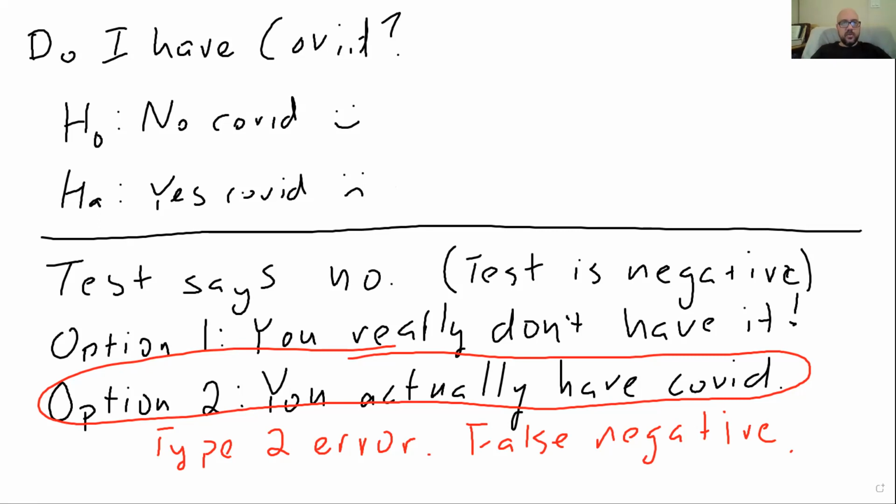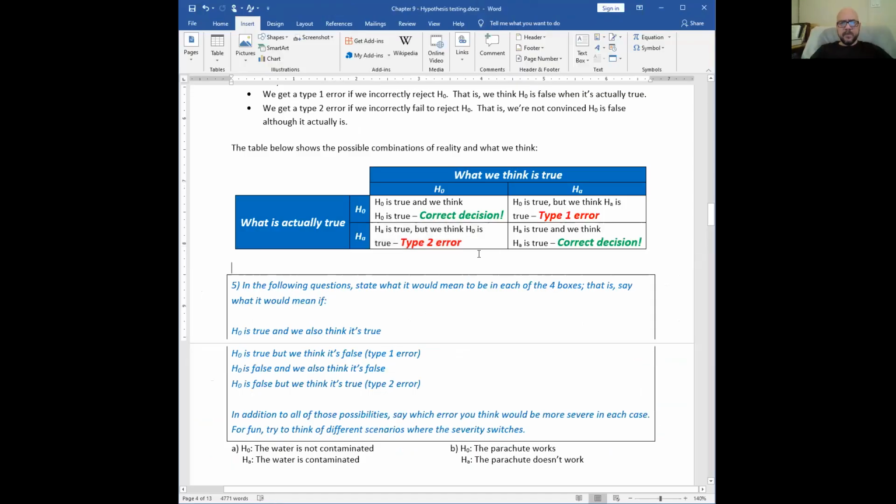Let's go back to the notes. What we think is true is what the test is telling us. What is actually true is a thing that we don't actually know. That's one confusing part of this. Vague is not exactly the right word, but we don't actually know reality. All we know is what we think, based on our test. We can't check for everything.